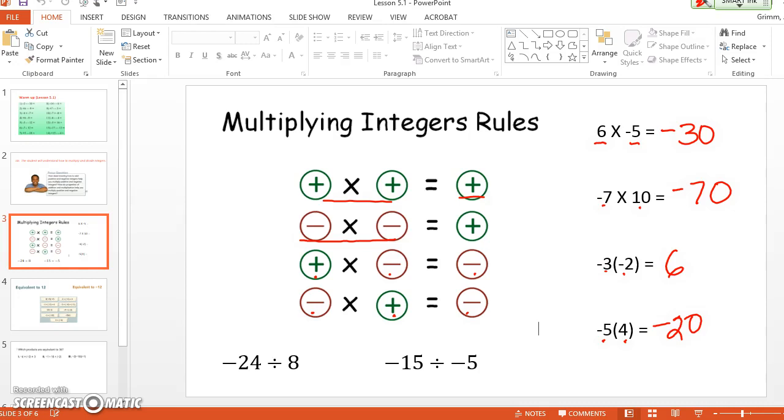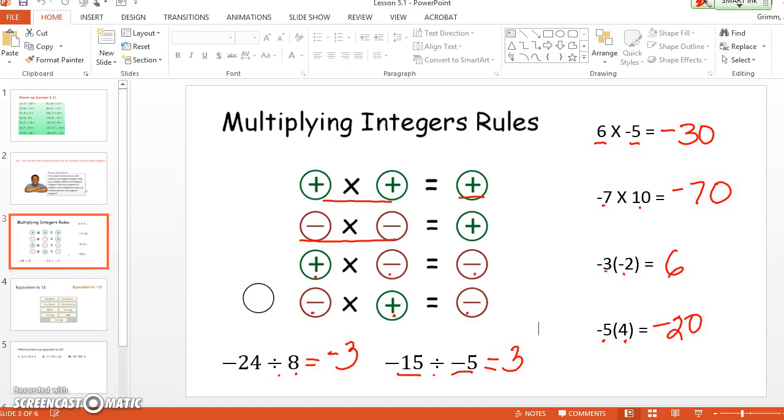Okay? So then I put some division problems up here because it's the exact same rules. Okay? So what would -24 divided by 8 be? -3. Good, because there was 1 negative. What about -15 divided by -5? +3. I mean, that's it. See, these rules are way easier than adding and subtracting, right? You just have to remember, 2 negatives make a positive, 1 negative, it's negative.